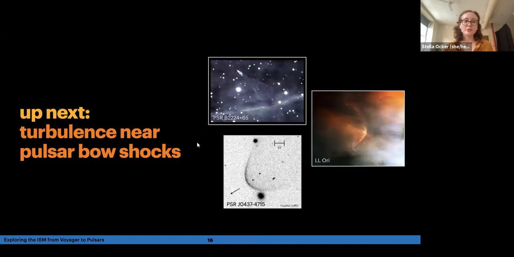Now, I'm going to transition into talking about how our results from Voyager compare to the turbulent density fluctuations that we see around pulsar bow shocks. But before I do that, I wanted to briefly pause and see if there are any questions thus far.